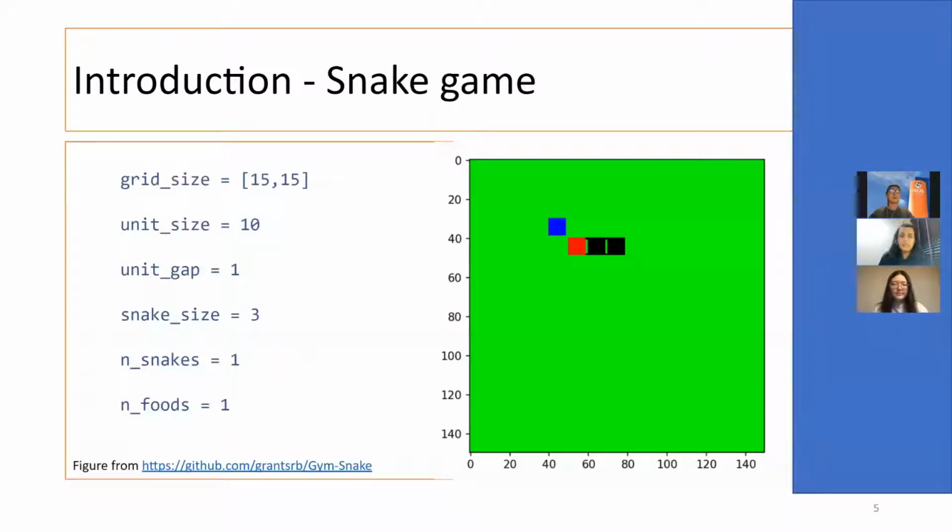Next. So we've used the OpenAI Gym implementation of the snake game, which is the Python library that we've been using for all our assignments so far. And these are the default parameters that we settled on to evaluate our game and to maintain a standard for comparison. So a grid size of 15 by 15, a snake that is of length 3 units, and the red dot is the head of the snake, and the blue dot there is the food or the fruit that the snake is supposed to eat.